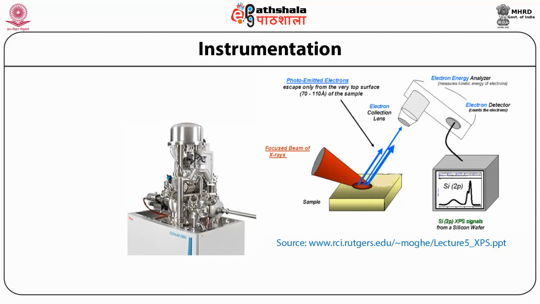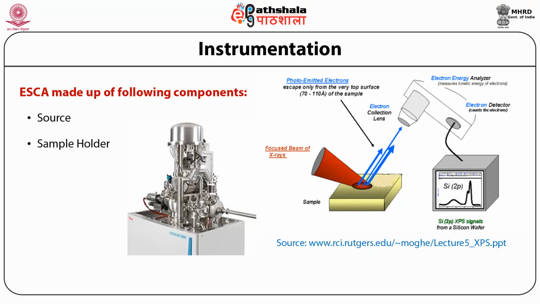Instrumentation. A photograph of this instrument has been shown in this slide. The functioning also has been given on the right side of the slide. ESCA mainly is made up of the following components. The first is the source, which gives electrons of high energy. Then we have the sample holder. The third is the analyzer. Finally, it is the detector that detects the outcoming electrons, and those electrons are sent to the data system which analyzes this.